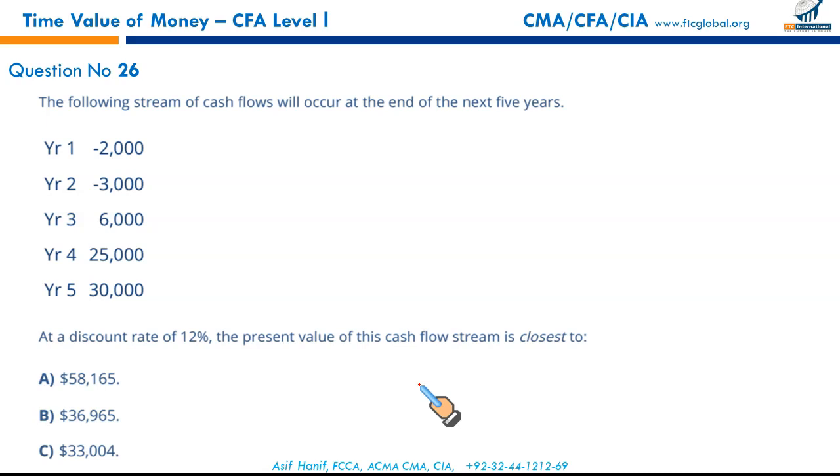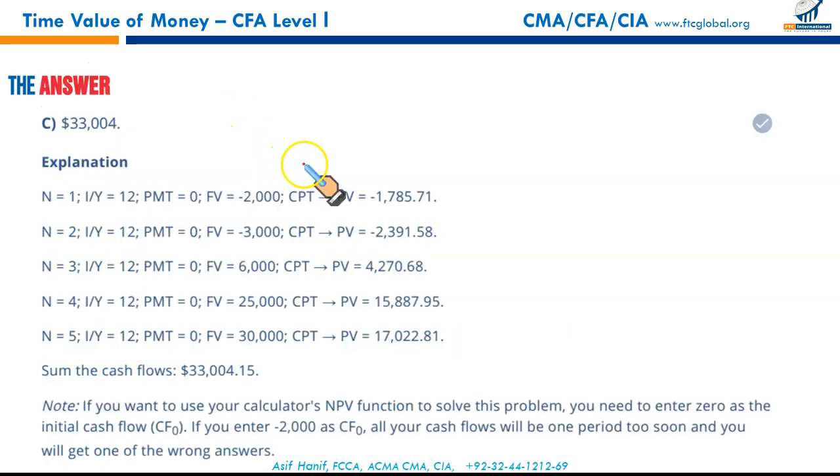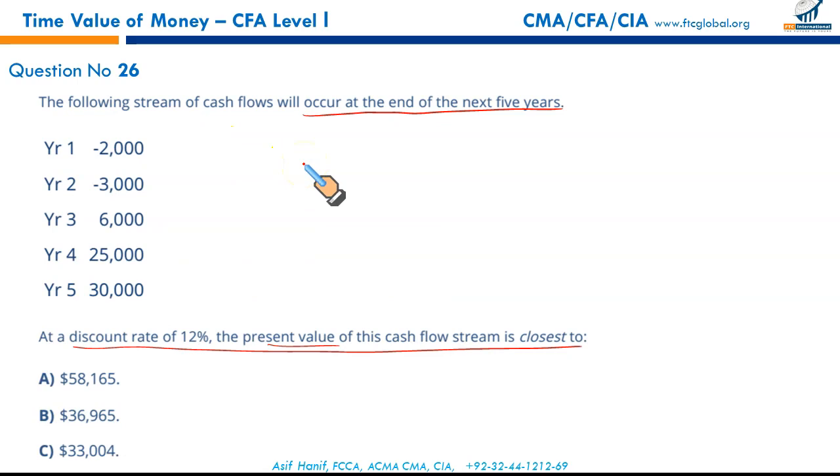Next, the following stream of cash flows will occur at the end of the next 5 years. We have to calculate the present value of these cash flows. This is the one that you can use your financial calculator for. Negative 2,000, negative 3,000, and then these are the positive inflows. What you will do, I'll lay down the working. I won't recommend TVM here. I hope I haven't missed any question. Have I? No. We did 25th, now it's 26th.